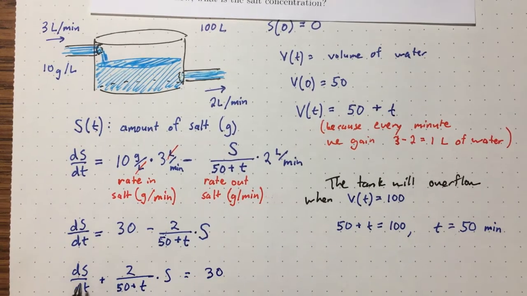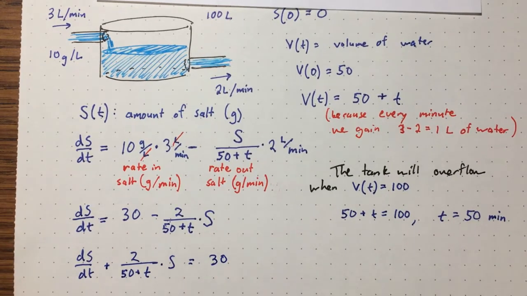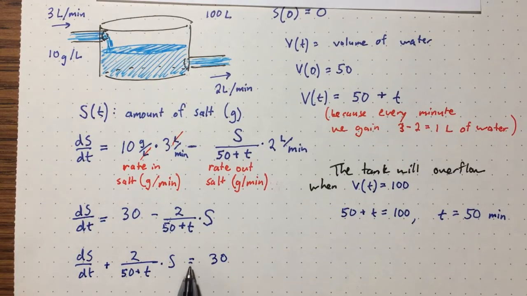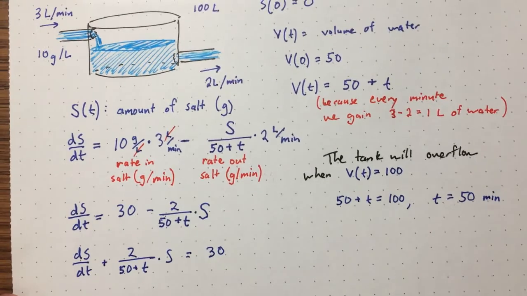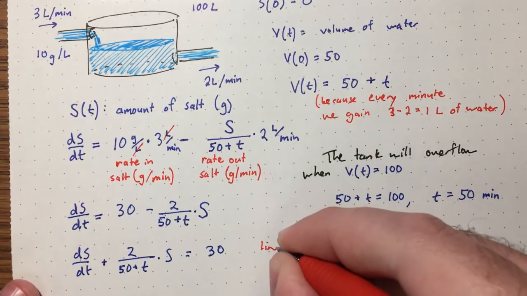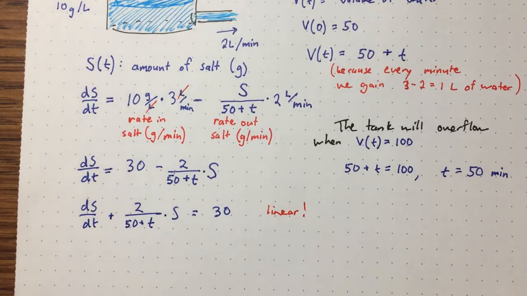So this is linear, right? We have dS/dt plus some function of t times S. It doesn't matter how complicated that function of t is. That equals some other function of t, which in this case is just a constant. So this is a linear differential equation. And so we can solve this with the method of integrating factors. So let's go ahead and try that.